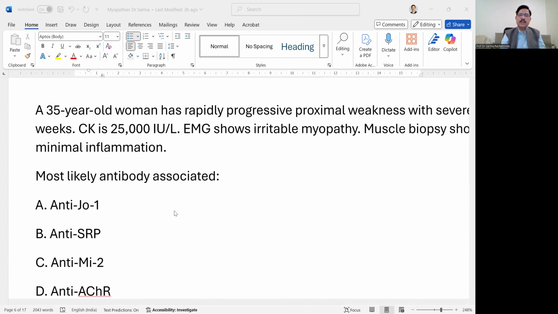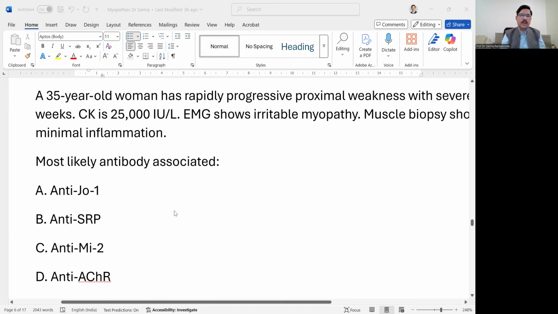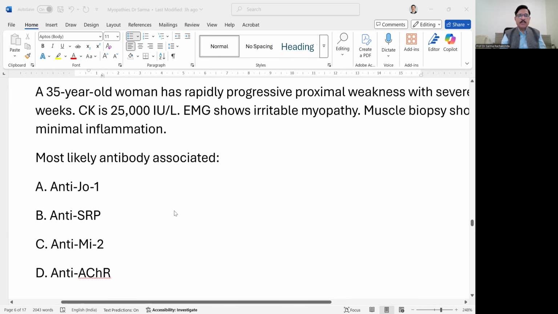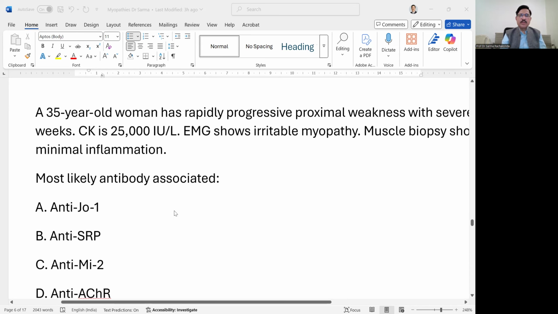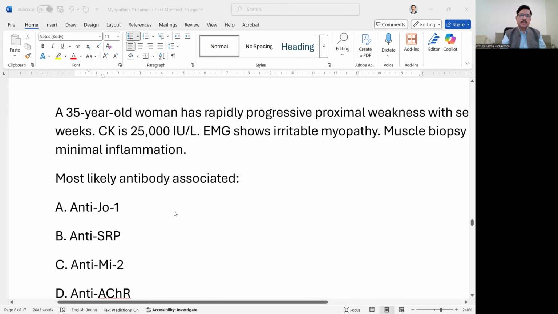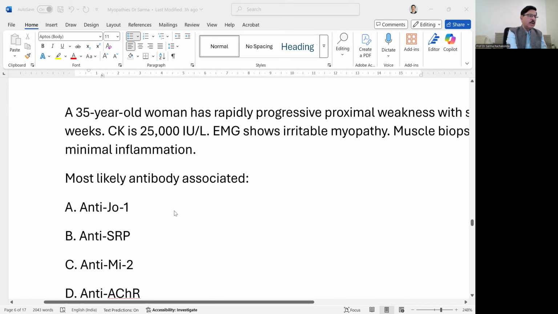Anti-acetylcholine receptor will be there in case of myasthenia gravis. So anti-Jo1, anti-SRP, anti-Mi2, all are muscle antibodies. But when there is a necrotizing picture in the muscle biopsy, you must consider anti-SRP.